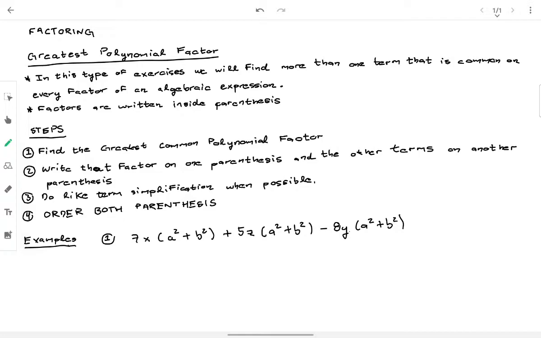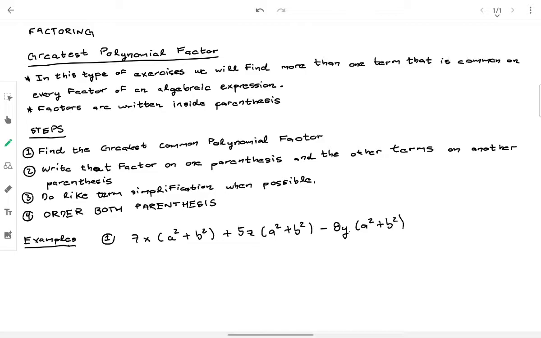As I was telling you, in this type of exercise, we will find more than one term that is common to every factor of an algebraic expression. Remember, factors are written inside parentheses, so it will be easier to see this type of polynomial factor if we have them in parentheses, because we will have parentheses that are exactly the same in every term of the algebraic expression. The steps for this kind of exercise: first, we need to find the greatest common polynomial factor. That means we need to look for the polynomial common factor.